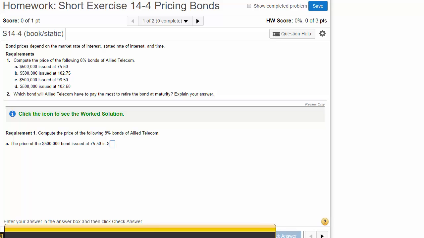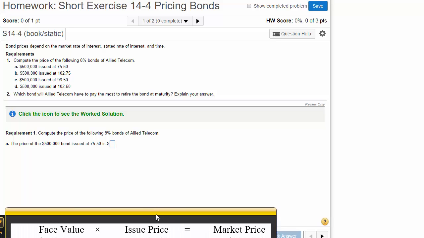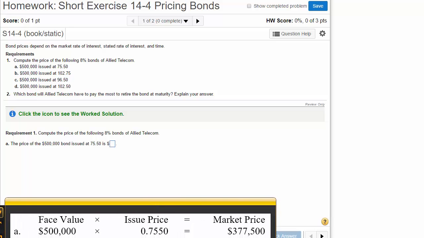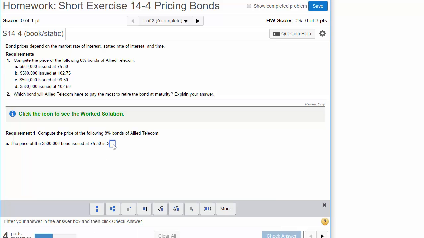To calculate this, we take the face value, 500,000, times the issue price of 75.5%. When you convert that percentage to a decimal, it's the same as 0.755. Multiply that out and you get 377,500.